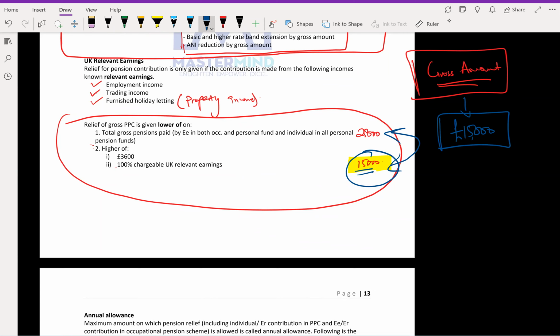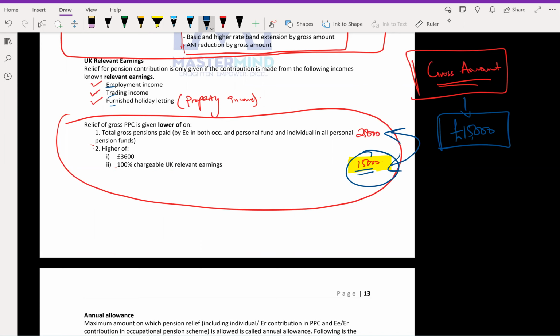For example, if you're earning interest income and making contributions from that, if you're earning a high level of dividend income and you're making contributions from that, it won't count towards UK relevant earnings, simply because UK relevant earnings only includes employment income, trading income, and FHL. By the way, that does not mean that the law stops you from making a contribution. You can make as much contribution as you want from whatever income you want, dividend income, interest income, whatever kind of REIT income, for example, rental property income. You can make contributions from whatever income you want as much as you want.